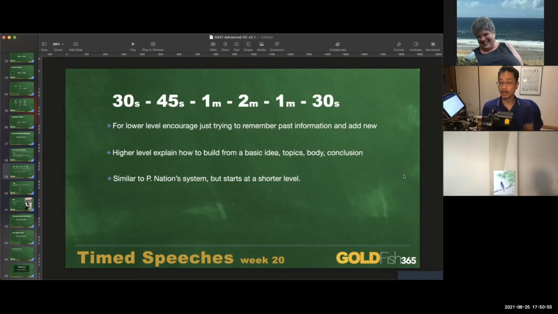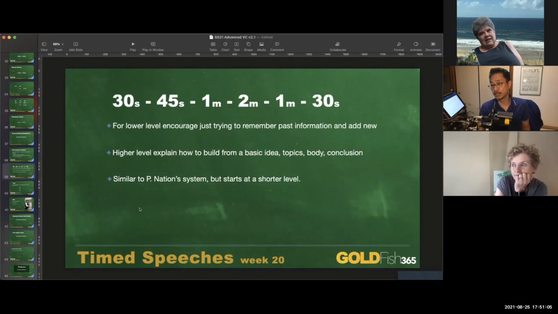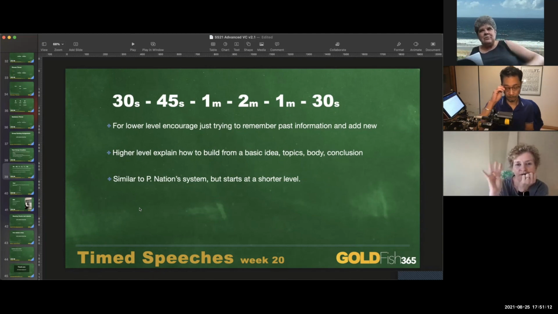So, I don't know where Alex went, but I think Linda's there. Who is not familiar with Paul Nation's speech-making scaffold system? When I say Paul Nation's system, I know Paul Nation, but I'm not very familiar with the 4/3/2 minutes system.